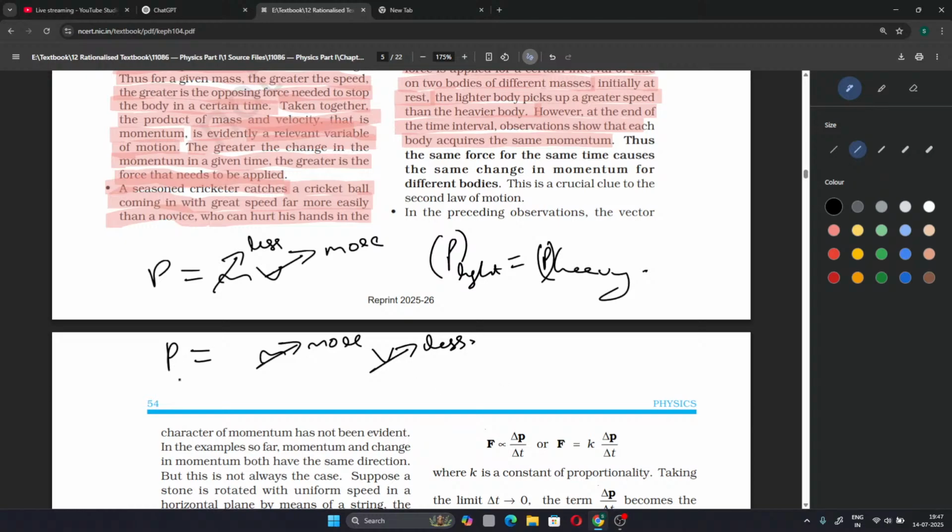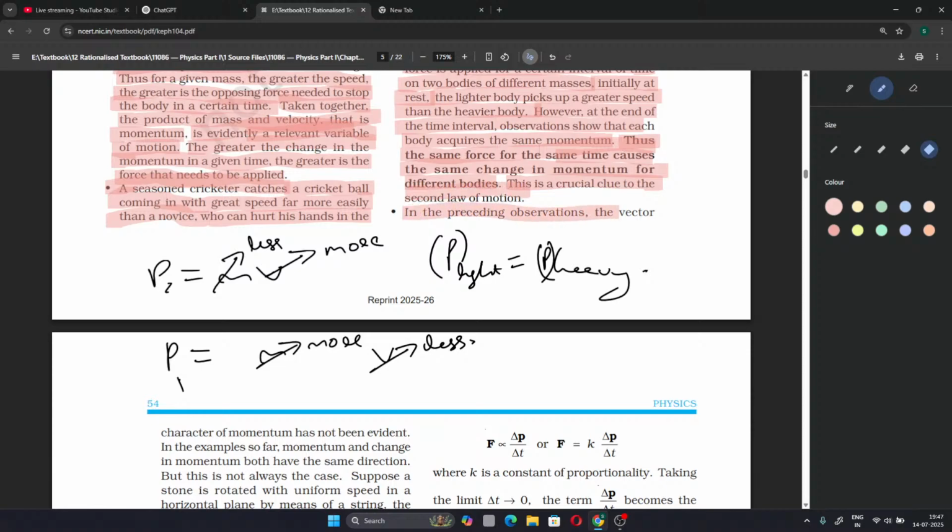So based on this, we can say when the same force is applied on two bodies, no matter the mass of the body, the final momentum of the body will be the same. That is what they're saying. Thus, the same force for the same time, time is also something we should consider, causes the same change in momentum for different bodies. This is a crucial clue to the second law of motion.